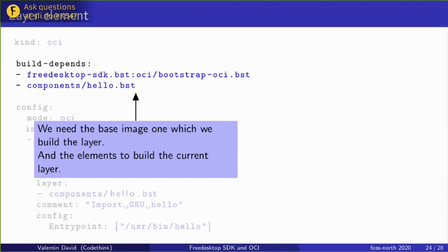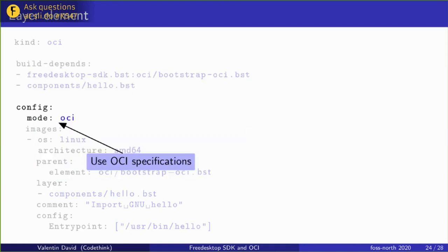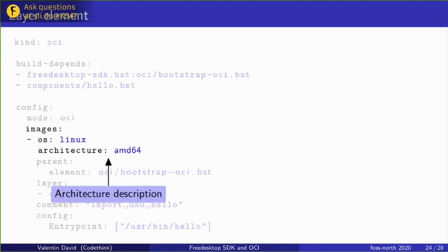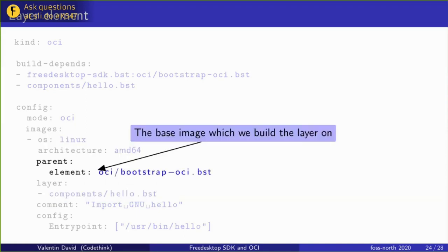And then we also need the application that we want to make a layer of. Then we will configure. So first we say it's an OCI image, not a Docker. Then we'll make our image and decide on the architecture, which OS, which architecture this will be built for. It's basic configuration. Then we describe which parent we want to use.